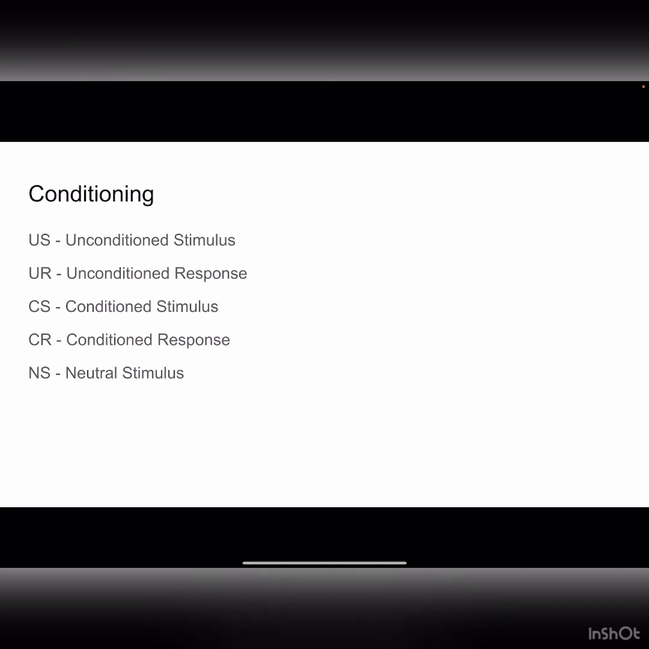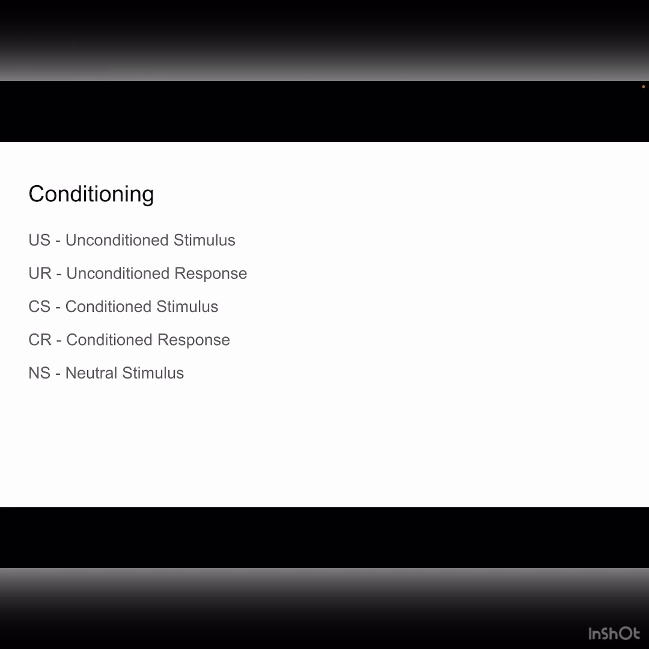First, we're going to look at associative learning, which is where our 2 forms of conditioning reside. But before that, there are some abbreviations you may want to know. When talking about conditioning, people may use the abbreviations US, UR, CS, CR, or NS. US stands for unconditioned stimulus. This is a stimulus that does not evoke any unnatural responses.